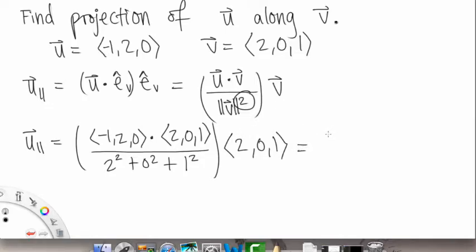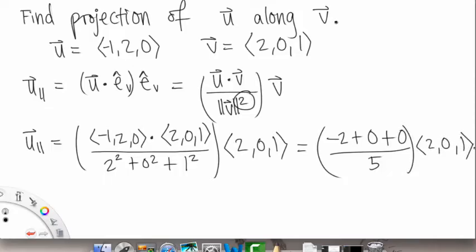Continuing, if we compute the dot product on top, we get a -2 plus a 0 plus another 0. That's on the top, and then on the bottom is 2 squared plus 1 squared, so that's a 5. And then we have our 2, 0, 1 tacked on to the end.